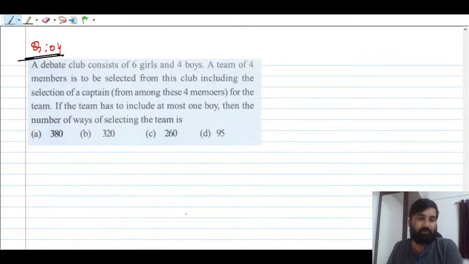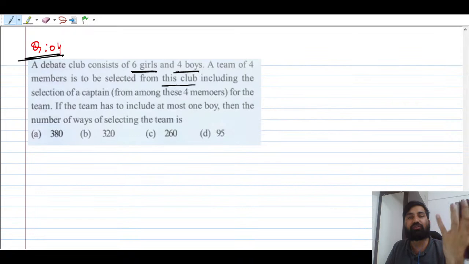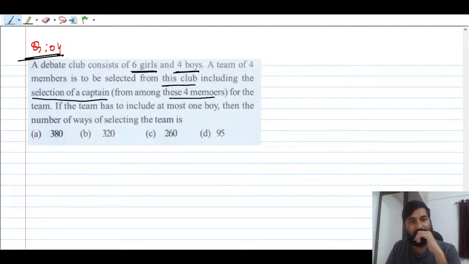Okay, question number 4. Now you see the question number 4. It's an amazing question, right? A debate club consists of 6 girls and 4 boys. So how many total people are there? 6 plus 4, 10, right? A team of 4 members has to be selected from this club, right? Means team of 4 members you have to select, including a selection of a captain, right? From among these 4 members, right?